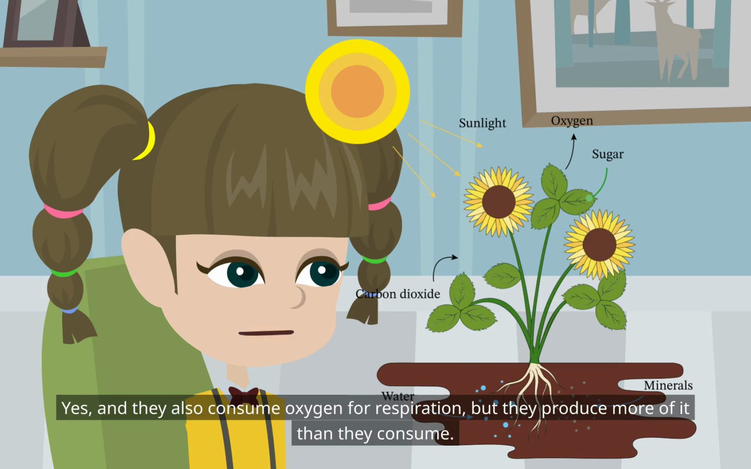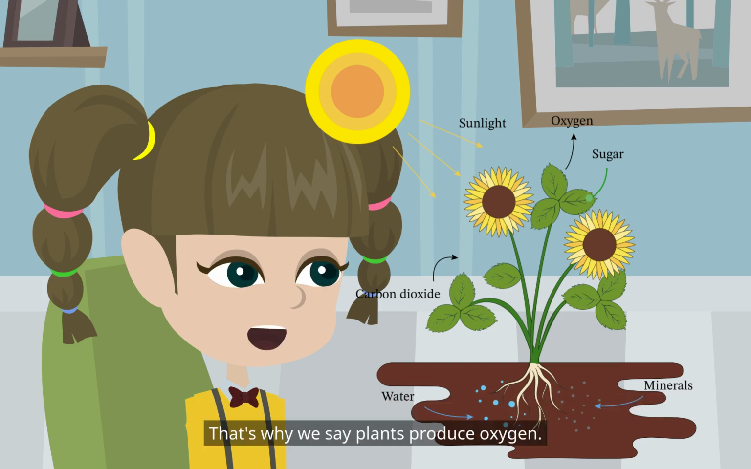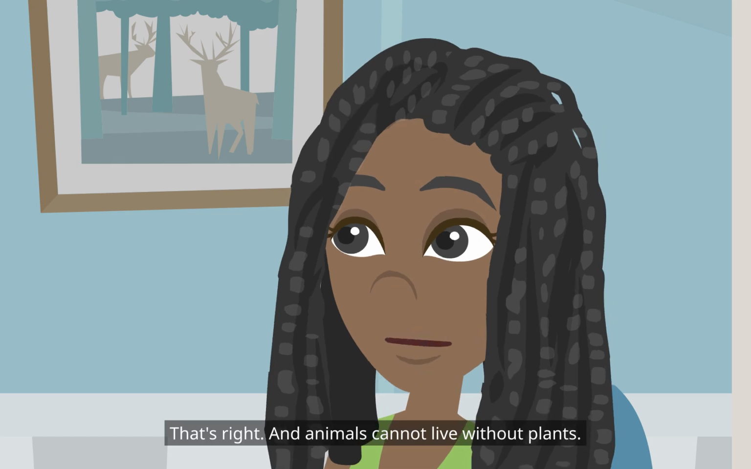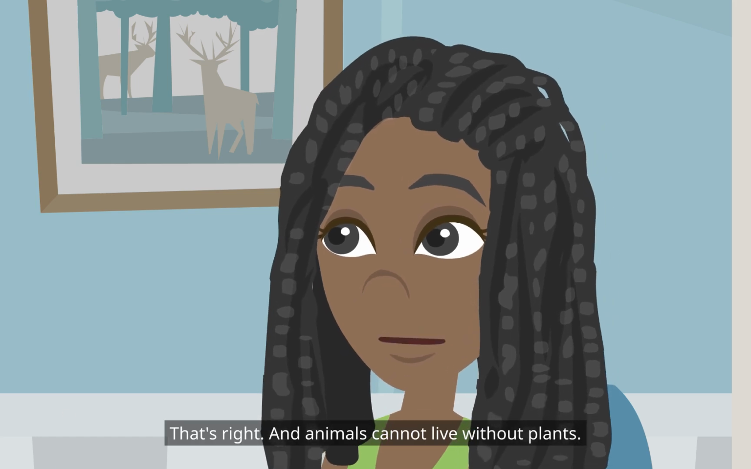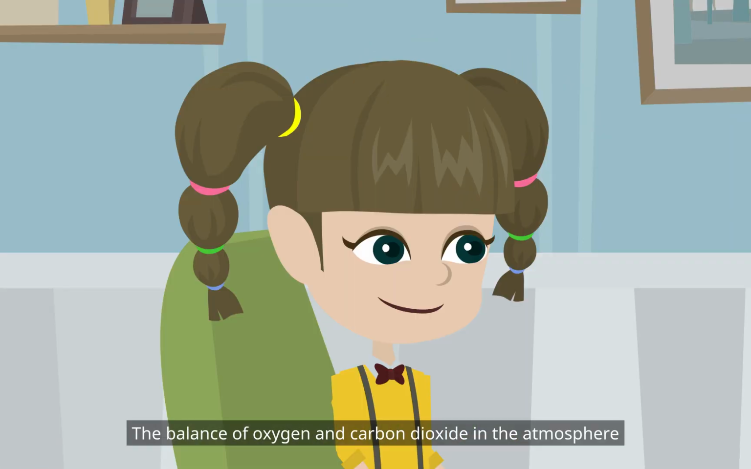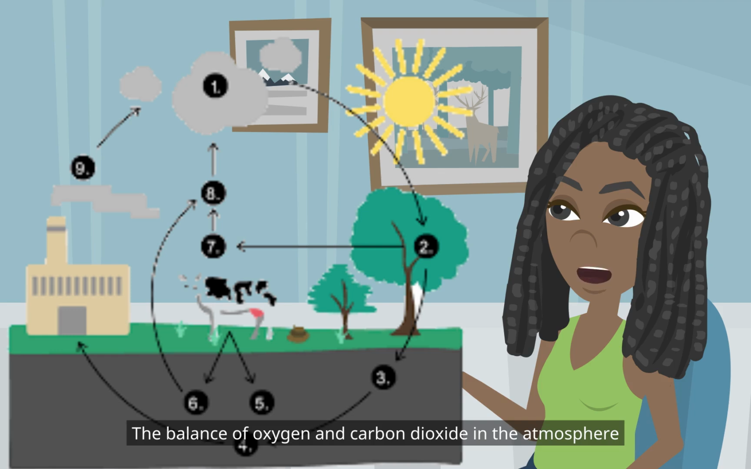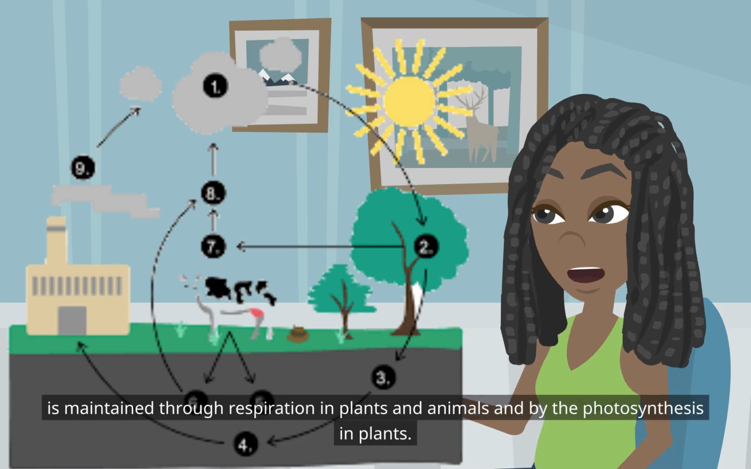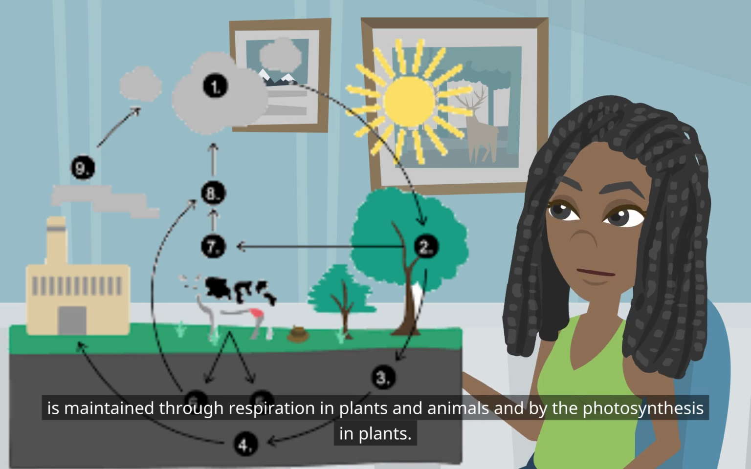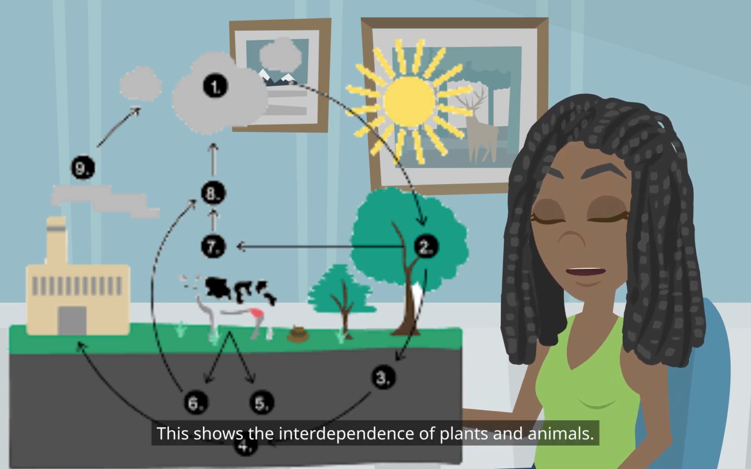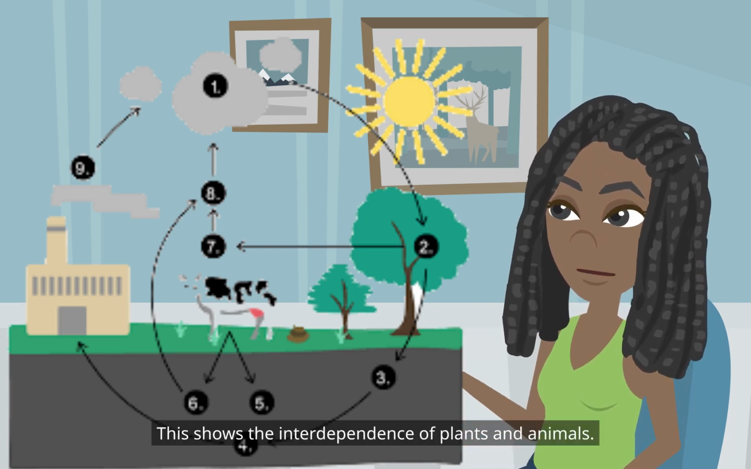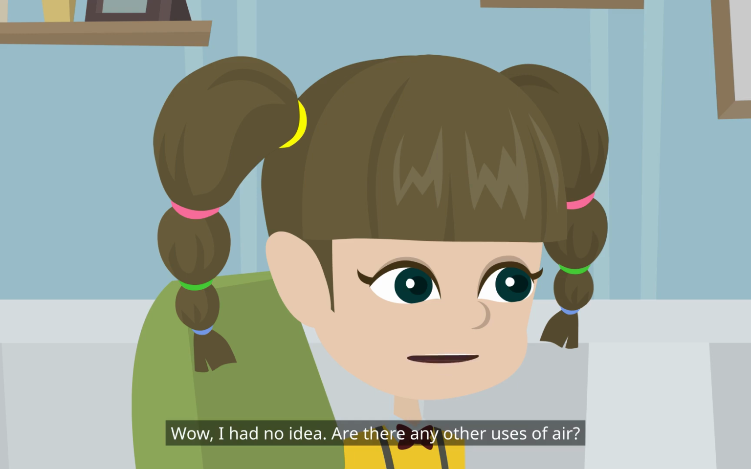Yes, and they also consume oxygen for respiration, but they produce more of it than they consume. That's why we say plants produce oxygen. That's right. And animals cannot live without plants. The balance of oxygen and carbon dioxide in the atmosphere is maintained through respiration in plants and animals and by the photosynthesis in plants. This shows the interdependence of plants and animals. Wow, I had no idea.